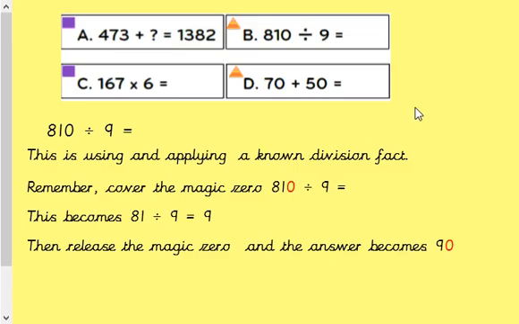Okay, first question we're going to look at this morning. We're looking at question B, 810 divided by 9. So this is, as we've been looking at this week, using and applying a known division fact or multiplication fact. Remember then, look at the number, cover up the magic 0. 81 divided by 9 then. Okay, well, that's asking how many 9s are in 81. The answer to that, 81 divided by 9, is 9. And if you release your magic 0 then, the answer becomes 90.